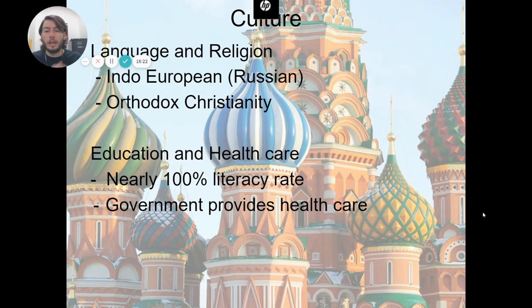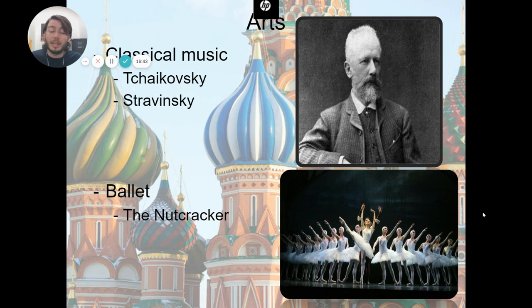So their culture, language, and religion: it's Russian. They speak Russian, which is Indo-European. They're Orthodox Christians, so Eastern Orthodox, sometimes called Russian Orthodox. Education and healthcare: they have a nearly 100% literacy rate, and the government provides healthcare. Art: classical music was sort of invented in Russia.